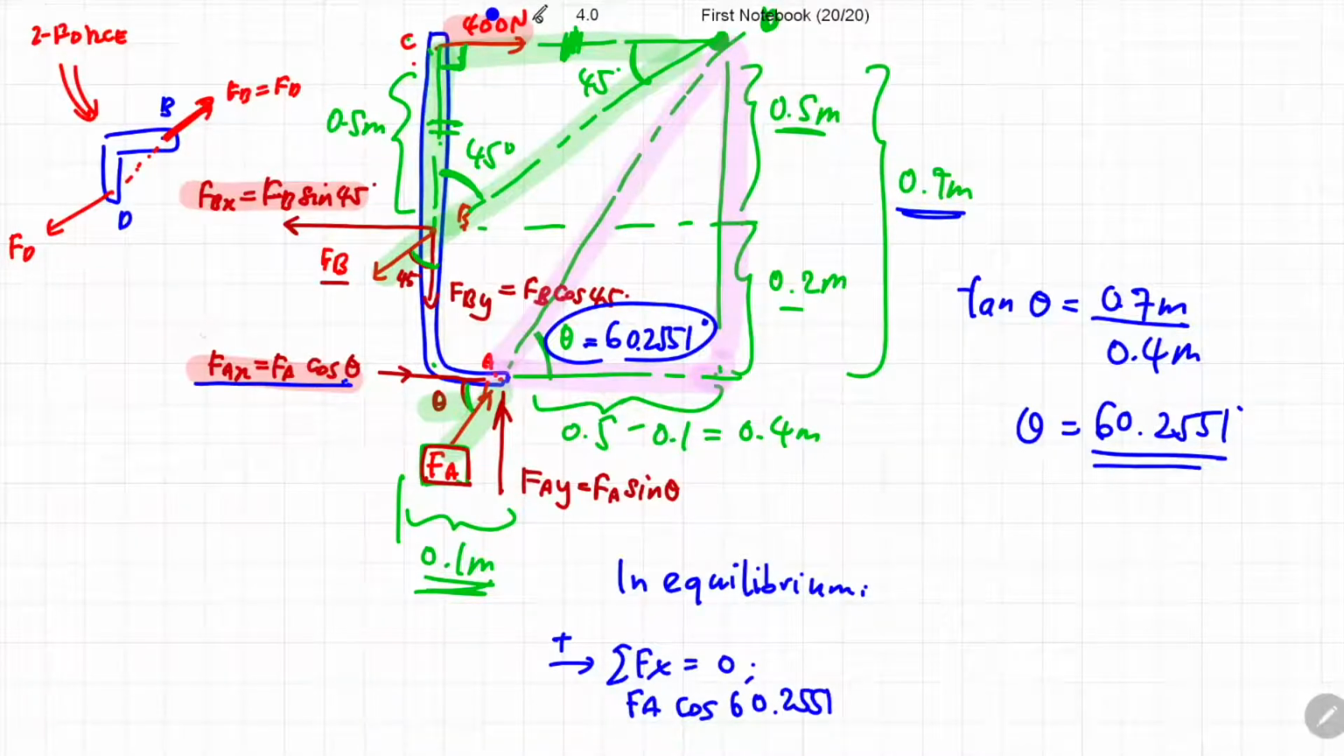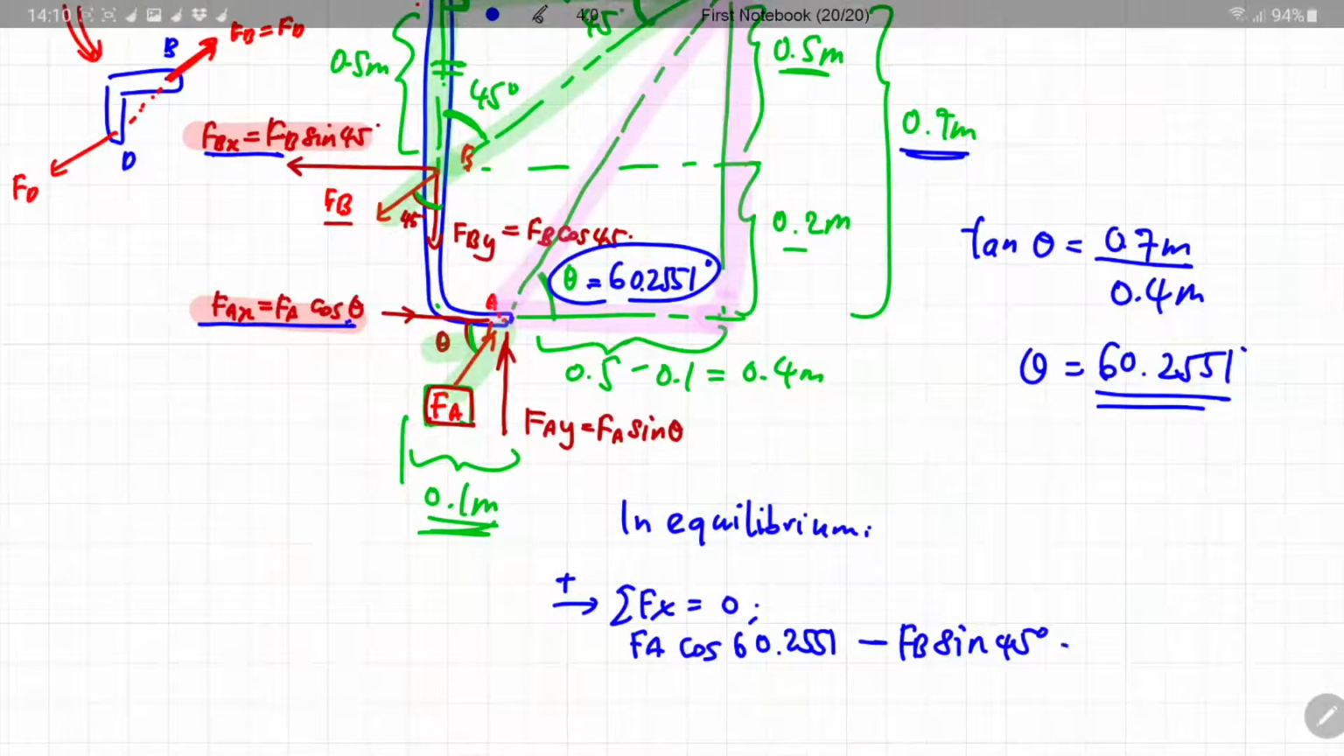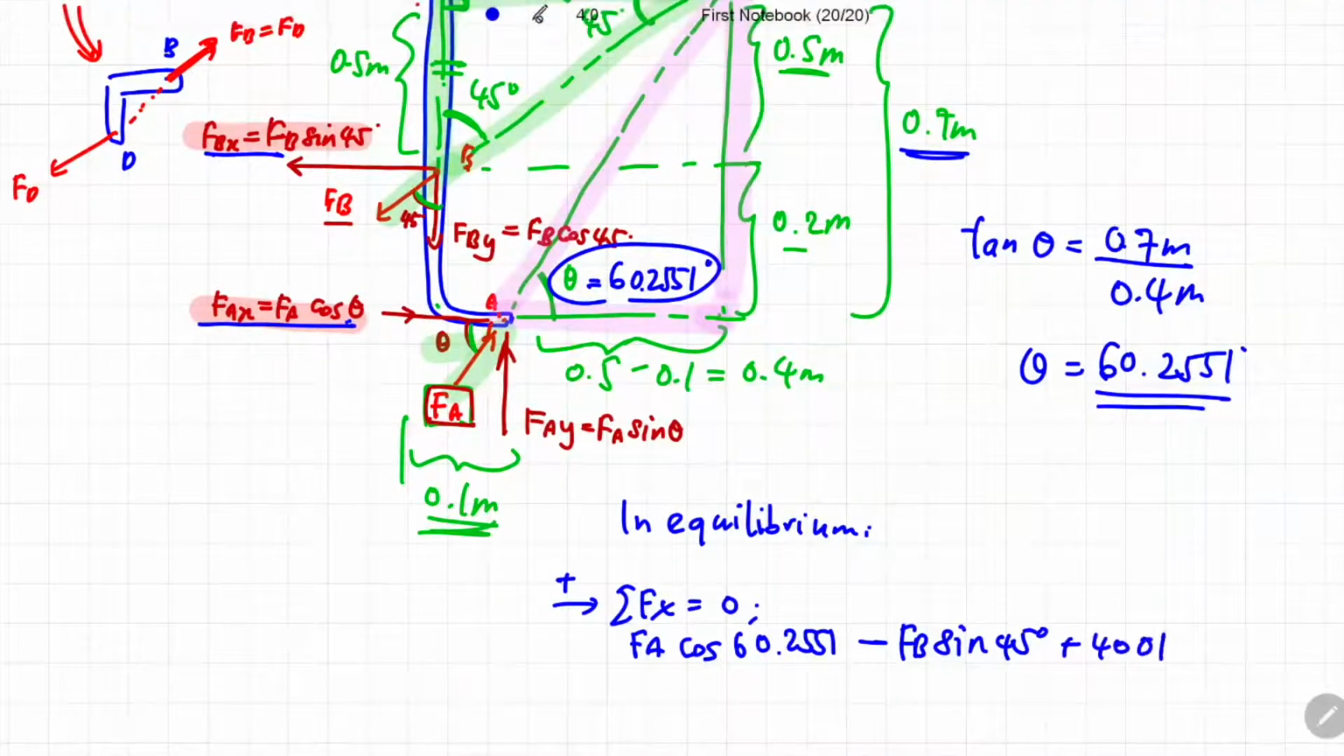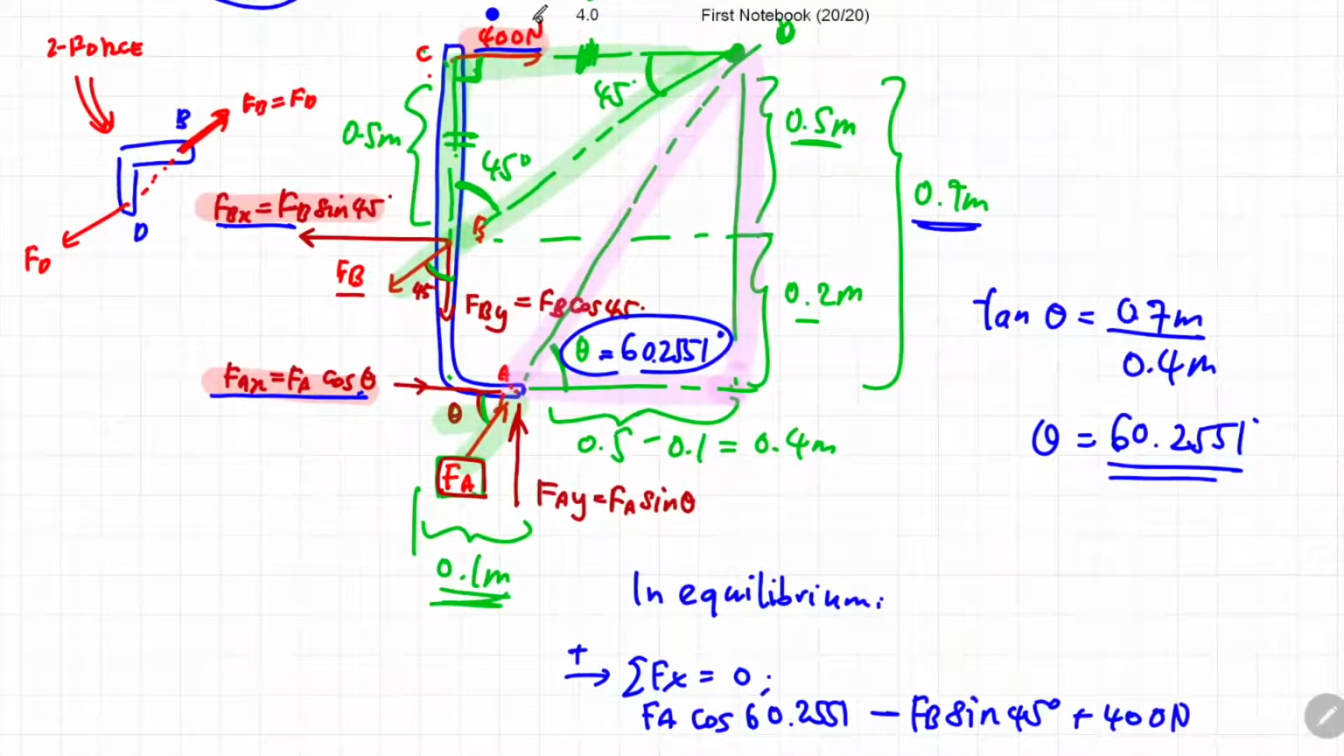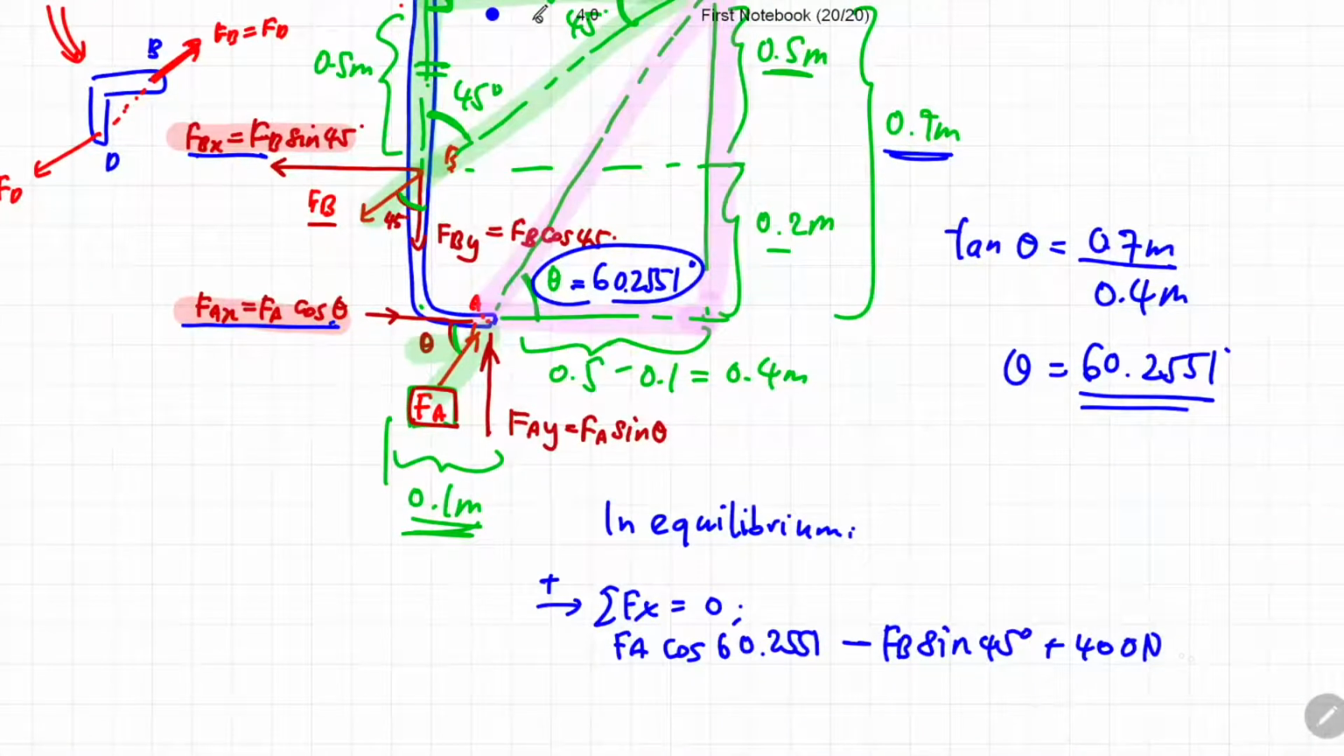Okay. And then, it's positive because it's to the right. And then, minus with the FBX, which is FB sine 45 degrees. And then, we have to plus with the 400 Newton. Plus 400 Newton. So, ada lagi tak forces in X direction? Tak ada. So, that's it. So, all these forces should sum up to 0.